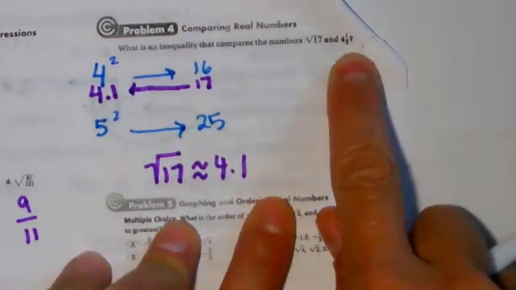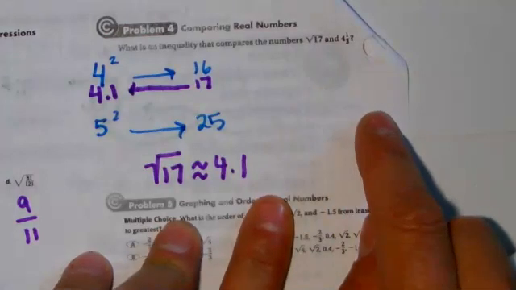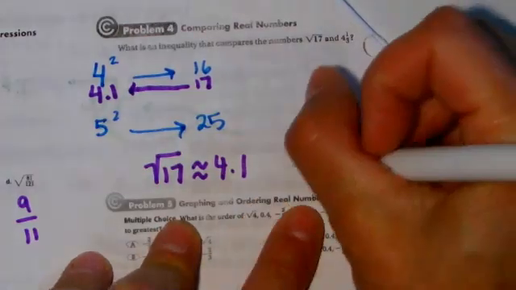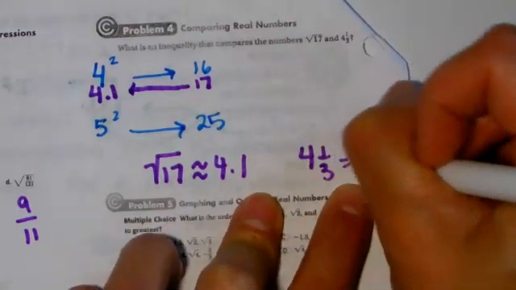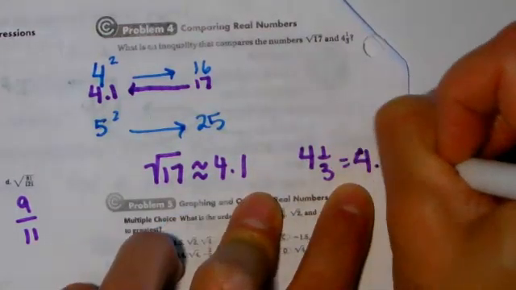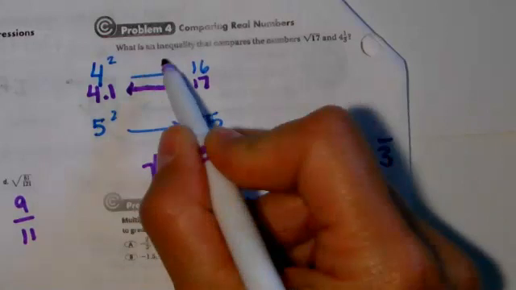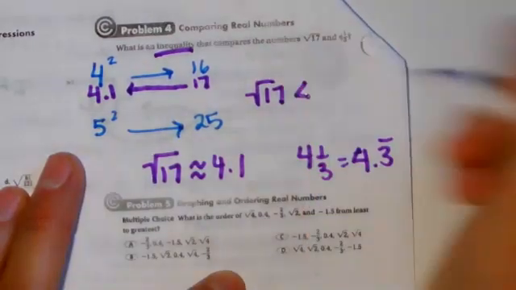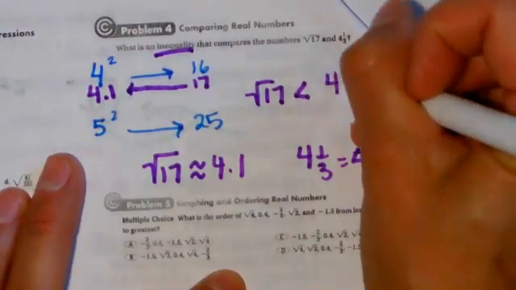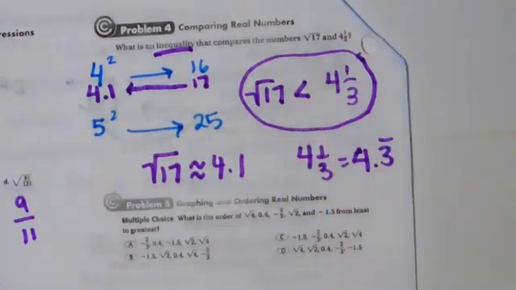What is the decimal for 4 and 1 third? We literally just talked about 1 third. Yeah, so 4 and 1 third is about 4.3 repeating, right? So which one is larger? The 4 and 1 third. So when it says use an inequality, we do this. The square root of 17 is less than 4 and 1 third. That's how we do it. Does that make sense to everybody?